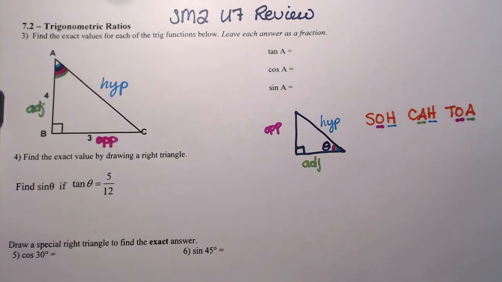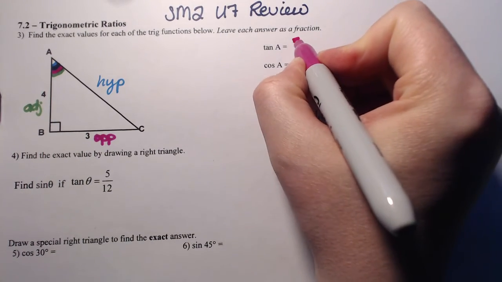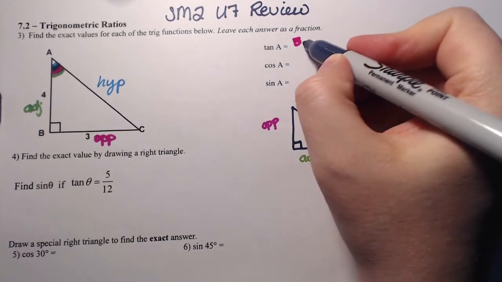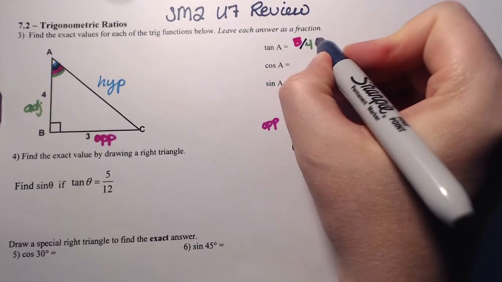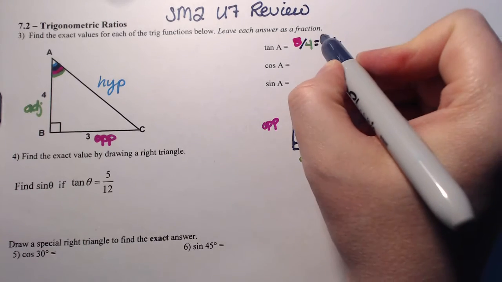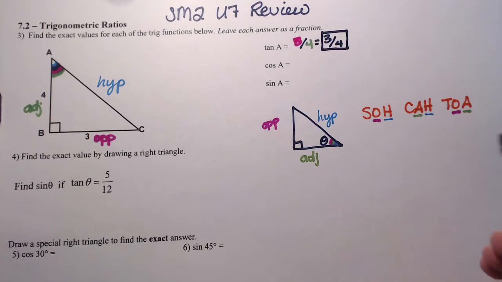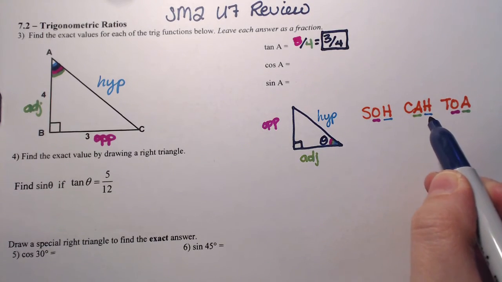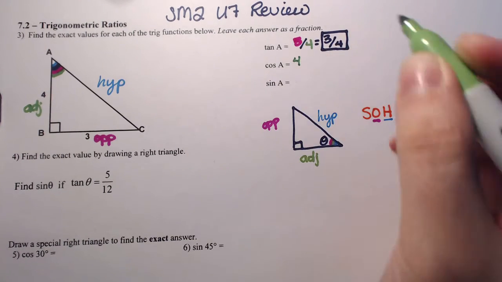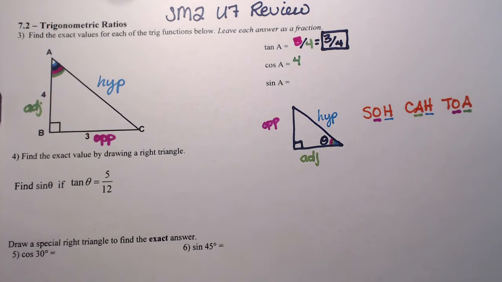Well, the opposite side is 3, and the adjacent side is 4. So, 3/4. I'll write that so you can actually see the 3. Cosine is adjacent over hypotenuse. So the adjacent is 4. And the hypotenuse we don't have yet.